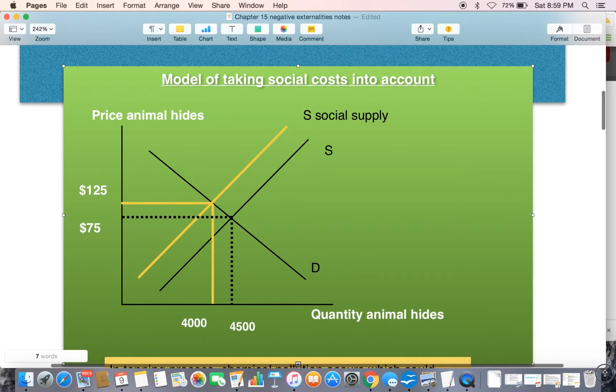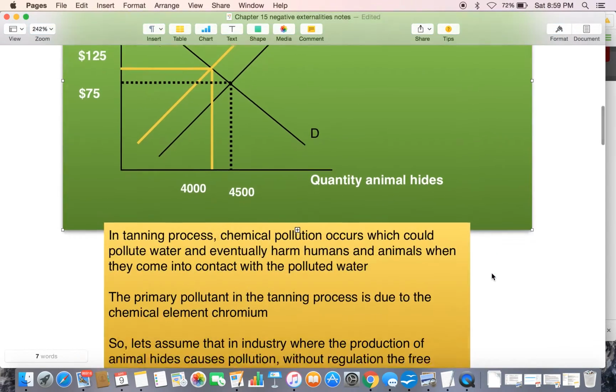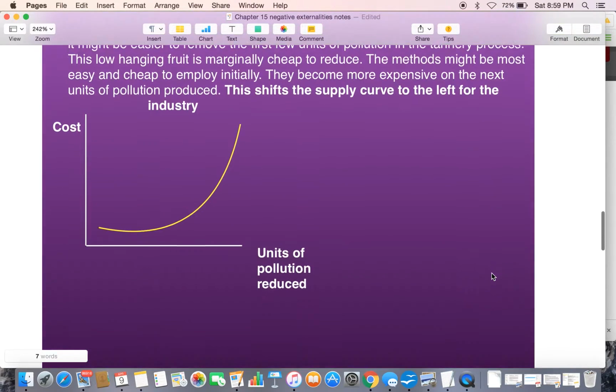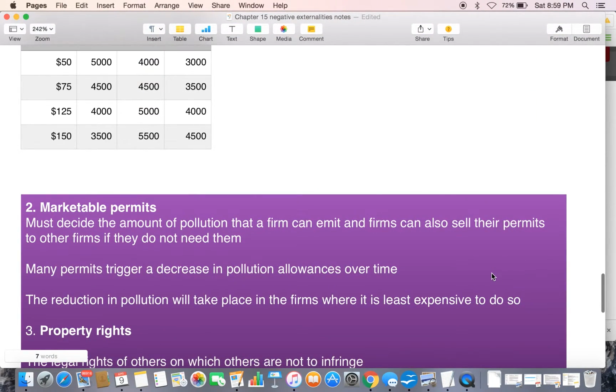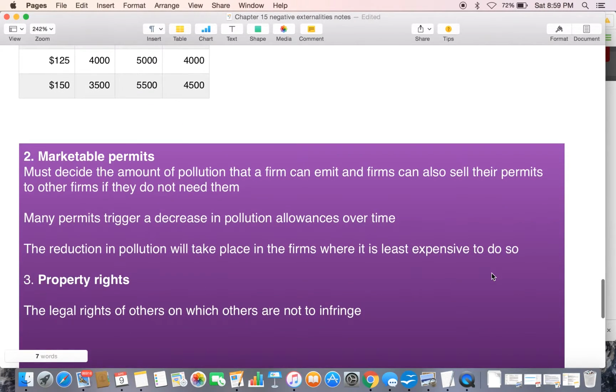So another way that we can effectively deal with the market failure of pollution or negative externalities is to take a look at marketable permits. Marketable permits are permits that allow a firm to create a certain amount of pollution, I guess one that doesn't cause too much of a negative externality or too much of a market failure to be imposed on people.